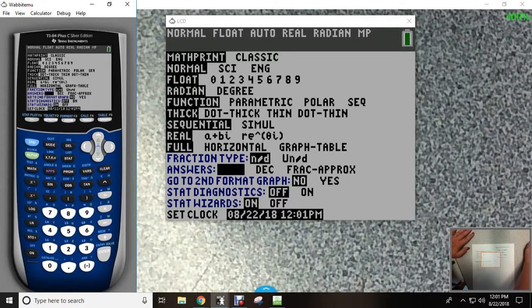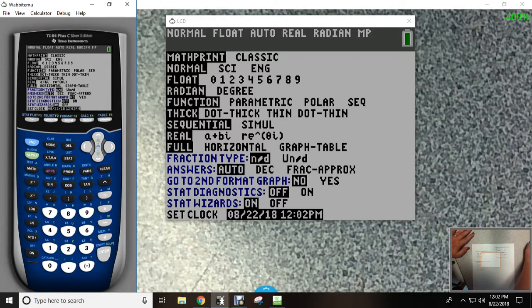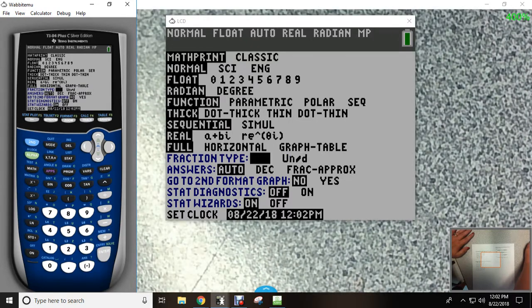The other thing I want to show you on this menu while we're here is to go up one, and that's where the fraction type is. You can set it so that your fractions always show up as improper when you make them fractions, and that's just the numerator over denominator. If you go over to where you have the U and the N over D, the U stands for a whole unit, and then numerator over denominator, that's a mixed number. I like to leave them as improper.